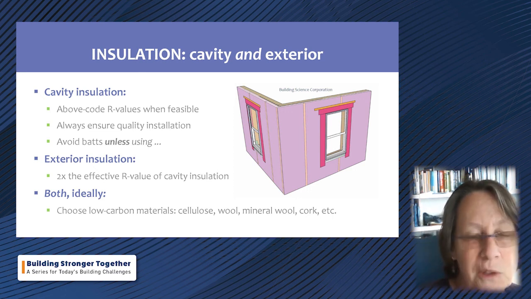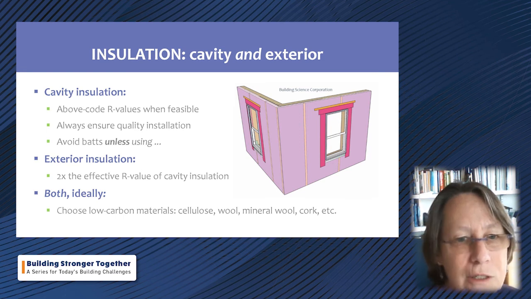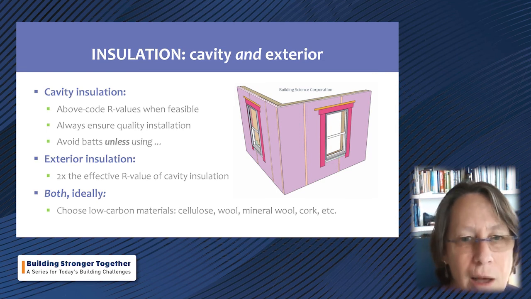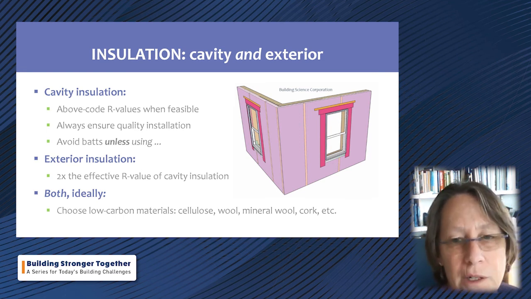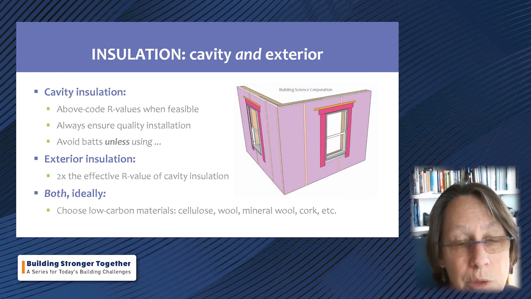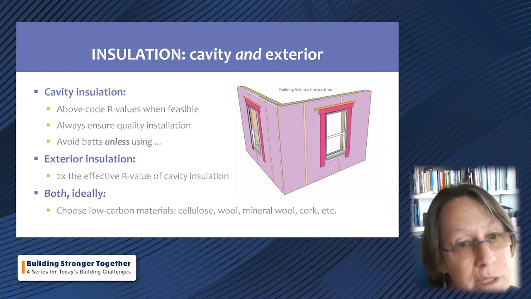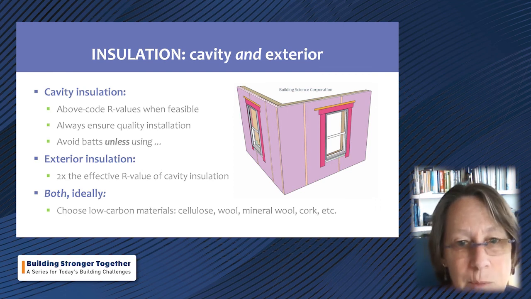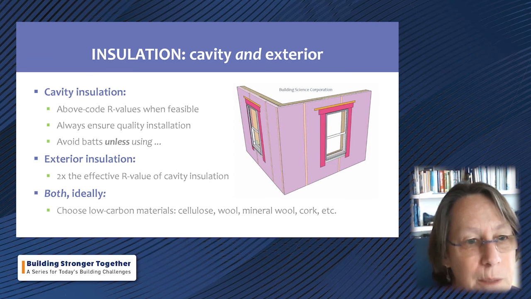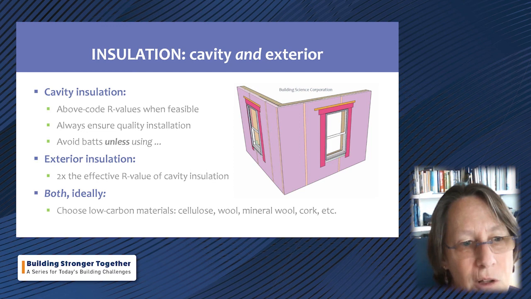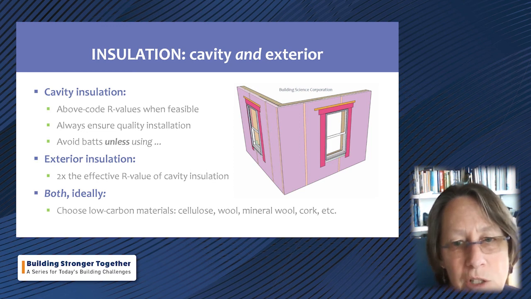They're using both cavity and exterior insulation in this project, and that's pretty common in more severe parts of the country. However, we're still kind of newbies at this in the West because we've been blessed with many very benign climates. But I think it's really important to point out, first of all, that ideally we want to target above code R values when it's possible, always looking for quality installation. And I'm not a fan of batts.